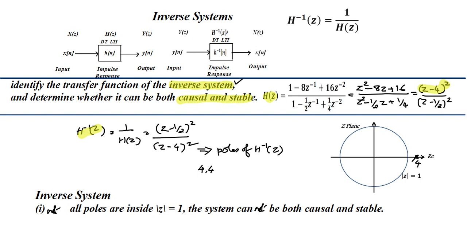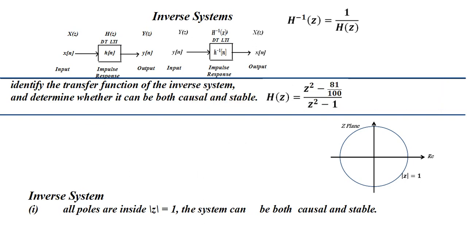Now we will do another question. Again here we need to find the inverse system, and check whether both are causal and stable. If you take this equation, you can see that H(z) is directly given, so we can find H inverse of z. H inverse of z is 1/H(z), which becomes (z² − 1) / (z² − 81/100).